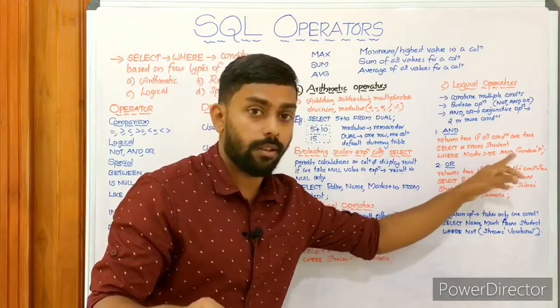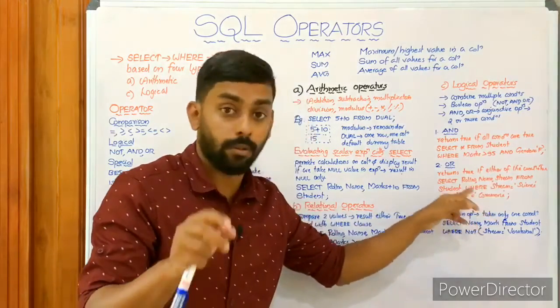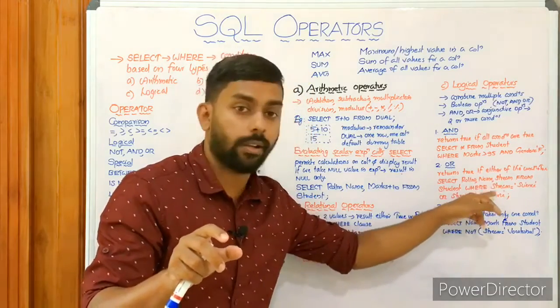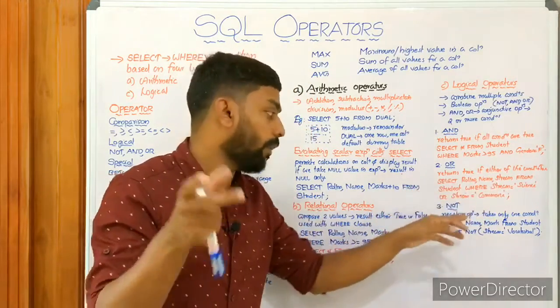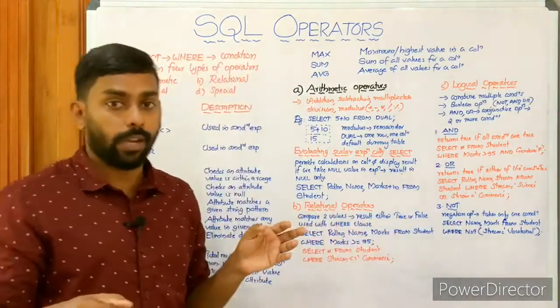These are conditions combined using and. Where stream equal to science or stream equal to commerce: these are conditions combined using or, and any one should be true to get true. Then where not stream equal to vocational.